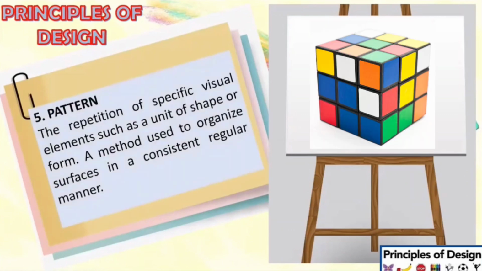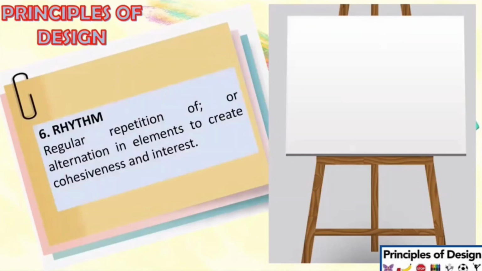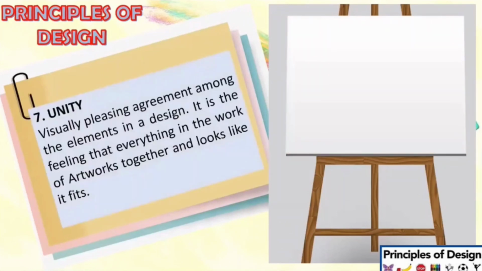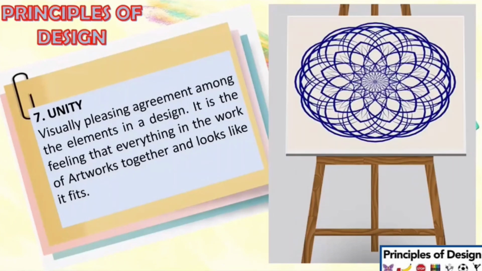Next, we have pattern, the repetition of specific visual elements such as a unit of shape or form, a method used to organize surfaces in a consistent, regular manner. Next, we have rhythm, regular repetition or alternation of elements to create cohesiveness and interest. Next, unity, visually placing agreement among the elements in a design. It is the feeling that everything in the work of art is together and looks like it fits.